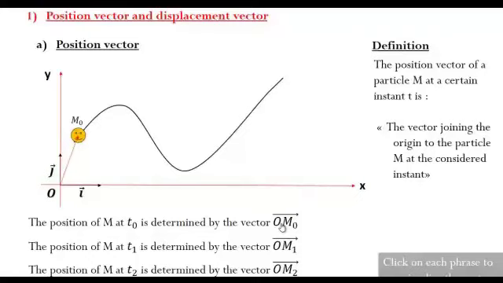Then here it will be OM0. Now the position of M, so this object is moving, at t1 will be the OM1 vector. At t2 it will be the OM2 vector. So we must pay attention that the position is a vector. A vector has four characteristics: the point of application, which is O; the line of action, OM0; the direction, along from O to M0; and the value, which we'll see now how to find.